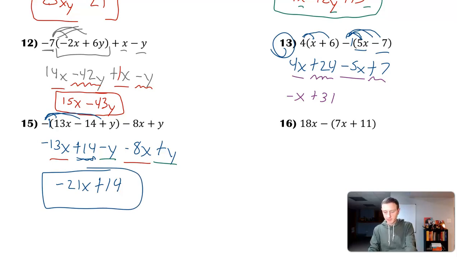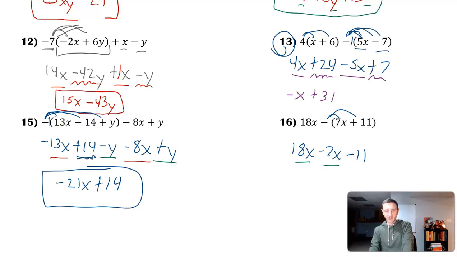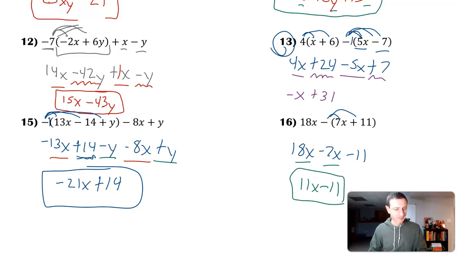Okay, number 16. Pretty similar to 13. We want to just take the opposite of each term. So 18x minus 7x minus 11. 18x minus 7x, 18 minus 7 is 11x minus 11. And then those are not like terms, so you leave it as 11x minus 11. A lot of good examples there.